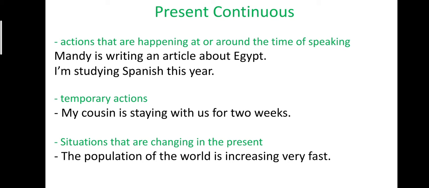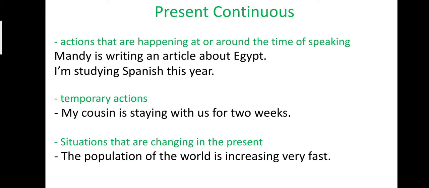Now let's talk about the present continuous. The present continuous is used to talk about actions that are happening at or around the time of speaking. So things that are happening now or around now. For example, Mandy is writing an article about Egypt. So this is something that is happening at the moment, now. I'm studying Spanish this year. So this is something that is happening around now, around the time of speaking.